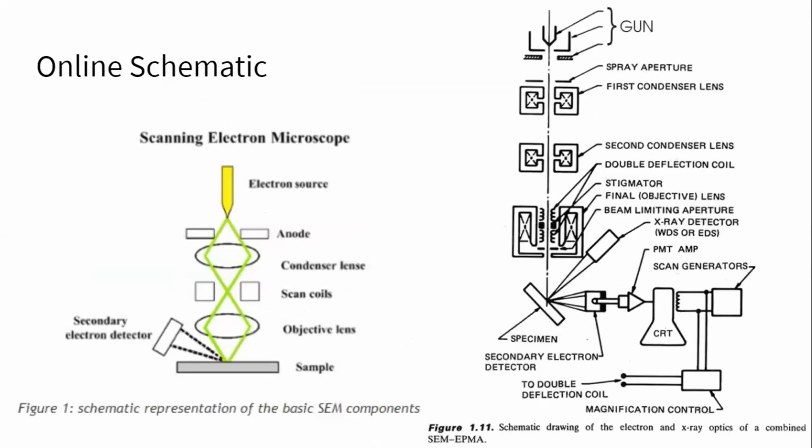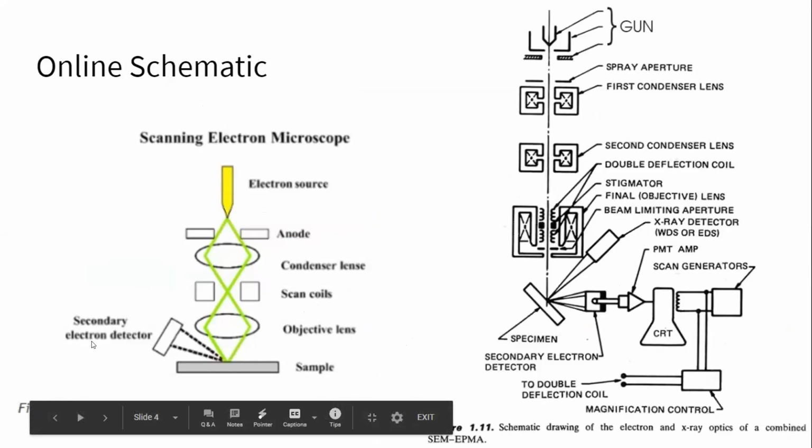So here are a few schematics that I found online. You can see that this one on the right is a little bit more complicated, but we can see that there are different detectors. So this is an X-ray detector. Here's the secondary electron detector on the left.